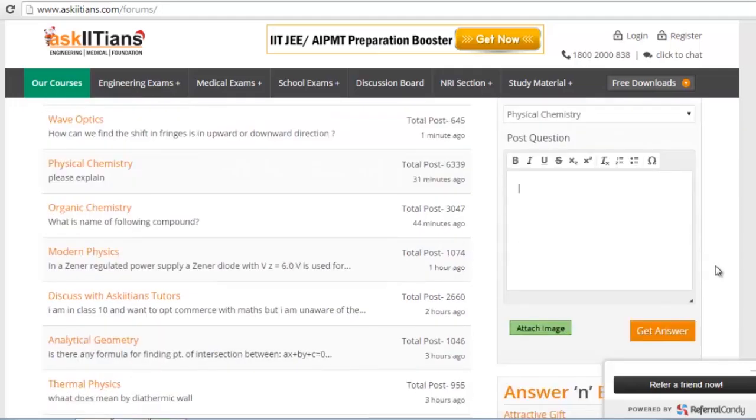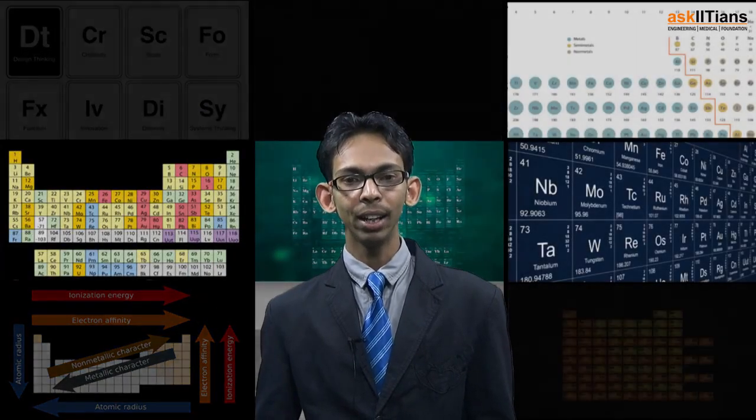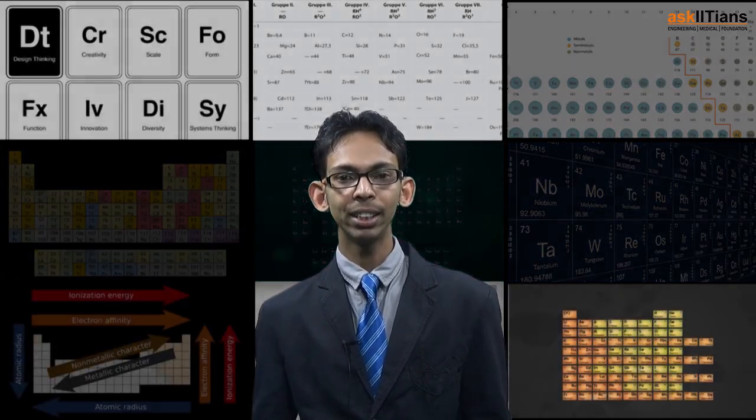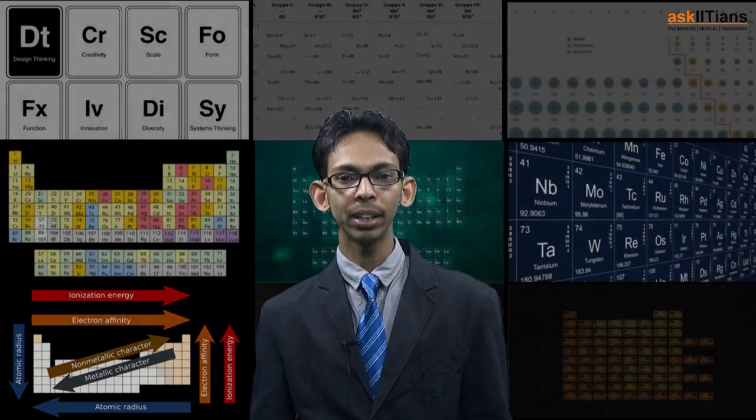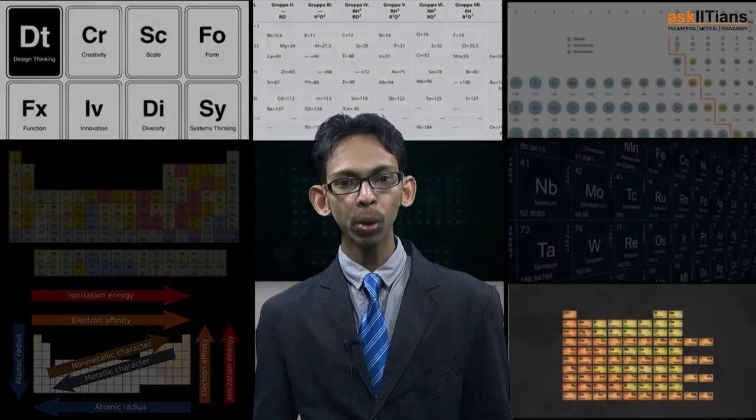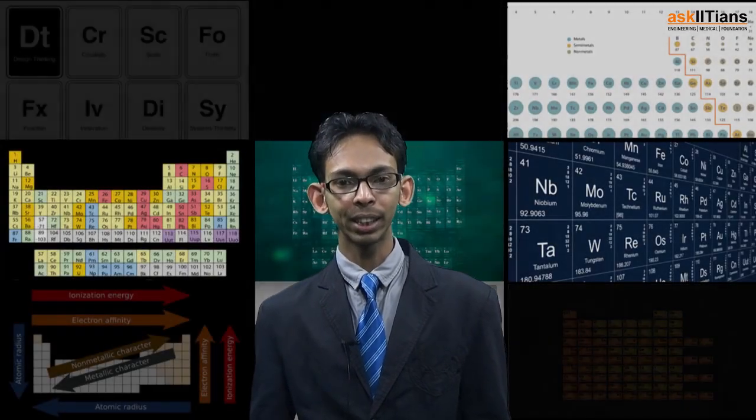So students, now we know that atomic radii decrease along the period and increase down the group, while electron affinity and ionization enthalpy increase along the period and decrease down the group. So in the next video, we will discuss some more properties and their periodic trends in the periodic table. Thank you.